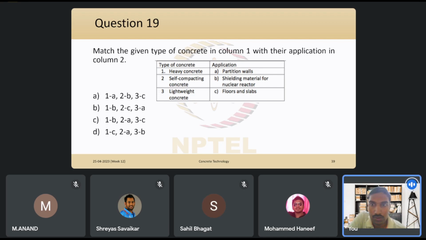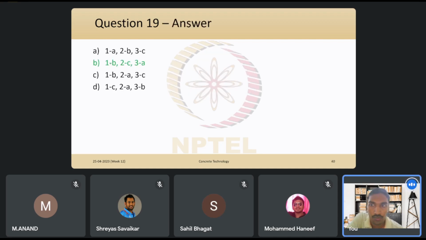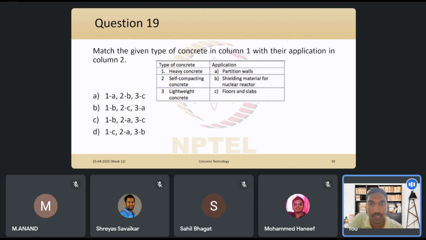Okay, we have three votes for option B and one for option C. The right option is option B. One is matched with A, two is matched with C, and three with A. So heavy concrete. We already saw this application, right? Heavy concrete is used as a shielding material for nuclear reactors. So we saw this application before.